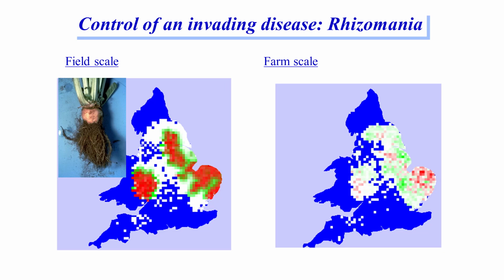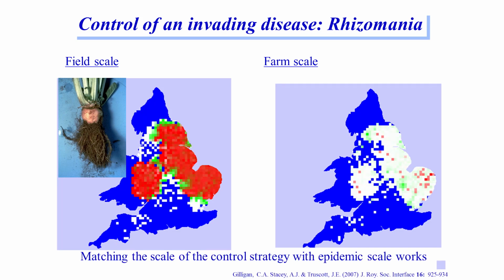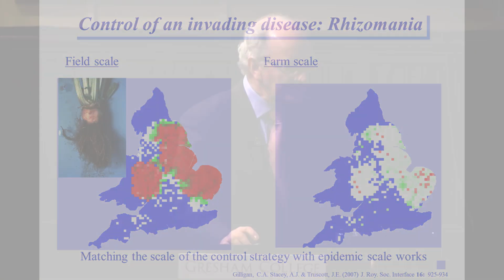And we're going over a number of years here. We see that the default scheme that was very contentious with the EU because it involved restricting imports and movements, that's this one, compares very unfavourably with the farm scale scheme. Why? Because we're failing to match the scale. We're working on a field scale, but the spread is on a farm scale, several farms. We're failing to match the scale of control with the inherent scale of the epidemic.